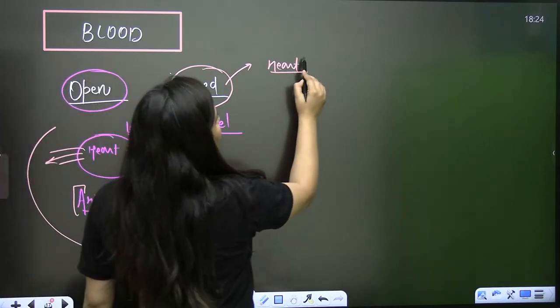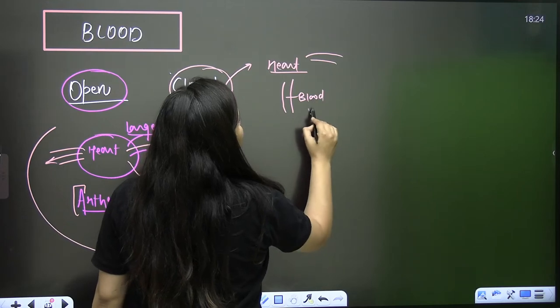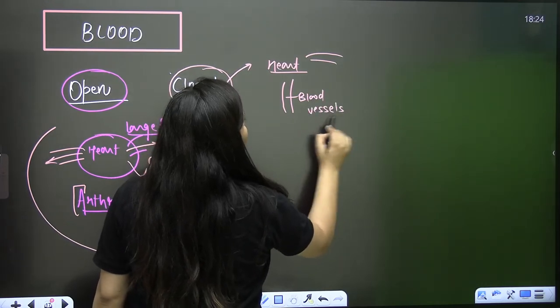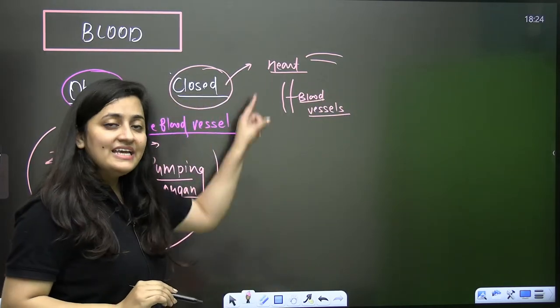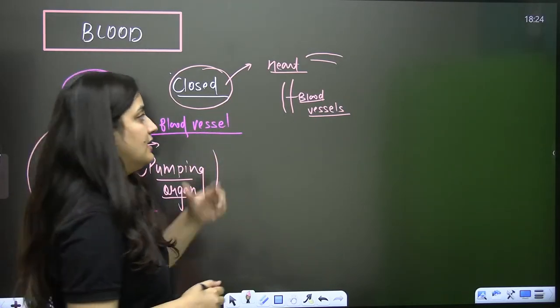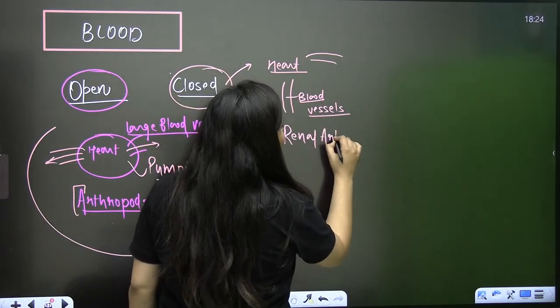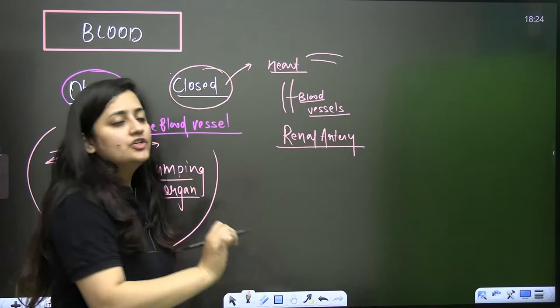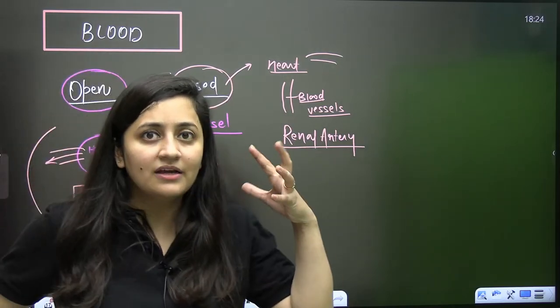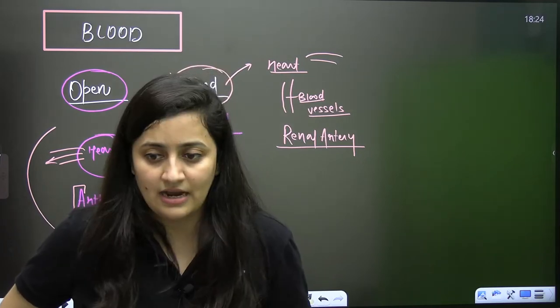So the heart will pump the blood, and here you will see proper blood vessels, and each blood vessel will supply the individual organs. For example, for the kidney, there will be the renal artery which will carry the oxygenated blood to the kidney. There will be the carotid artery which will carry the oxygenated blood to the brain. So it's more like that.